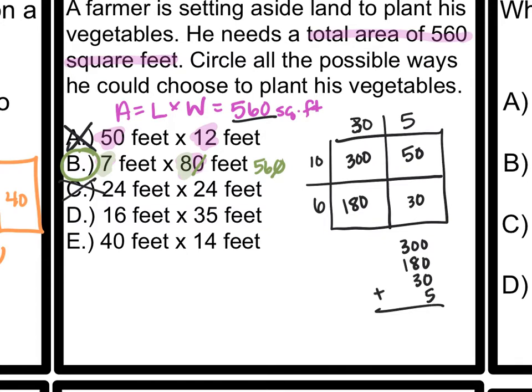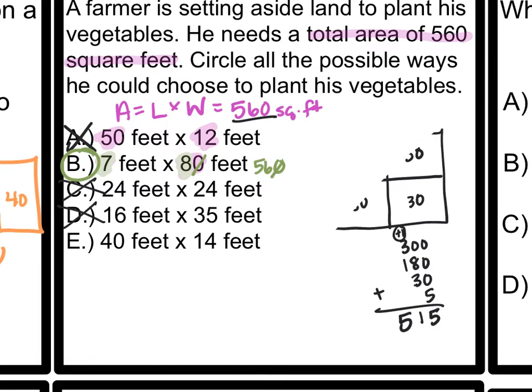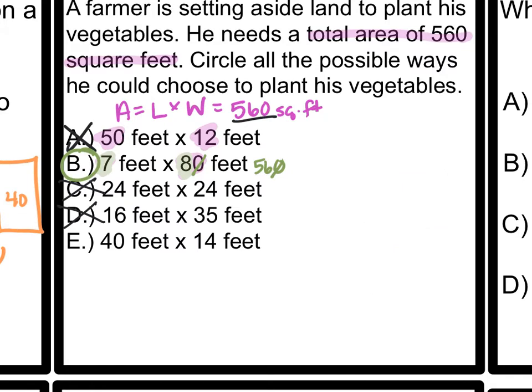And don't forget, you can add them up in any order, but please make sure your ones place is lined up. So 0 plus 0 plus 0 plus 5 is 5. 8, 9, 10, 11. Put down my 1, regroup my other 1. 3 plus 1 is 4, plus 1 is 5. So this area is 515, which means this one will also not work. Wah, wah.